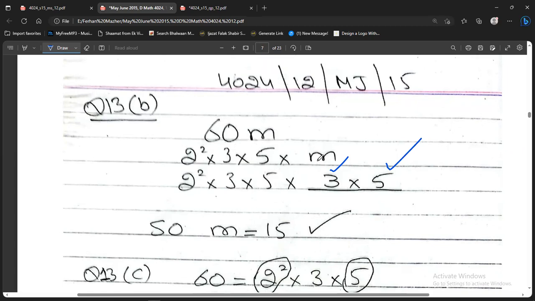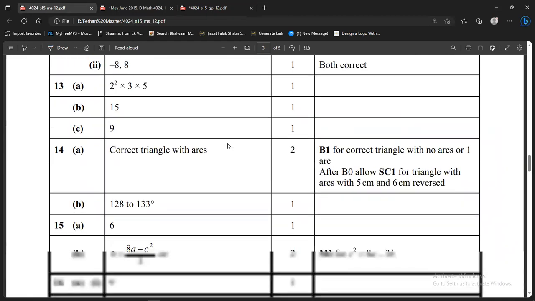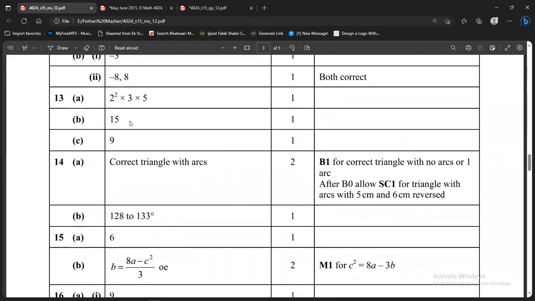Now it means m is 3 and 5. Now you see 3 will be square, 5 will be square, 2 is already square. So the m value is 3 into 5, that is 15. So the m is 15.